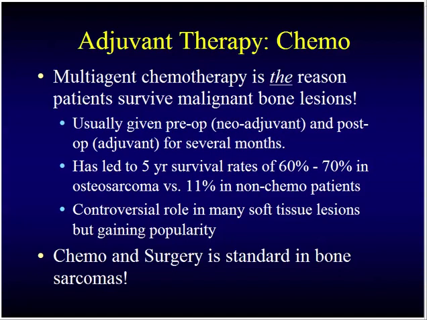Chemotherapy is the reason patients survive malignant bone tumors, okay? That may be a question that you'll see. You've got to recognize that it's chemotherapy and not the surgery that's important. It's given preoperatively, so-called neoadjuvant, and postoperatively, so-called adjuvant, and usually for several months. 5-year survival rates are 60 to 70%. For osteosarcoma, right around 65 to 70%, for example, versus about 10% in non-chemo patients. So in the past, when we didn't have multi-agent chemotherapy, everybody died. Well, 90% of them died. Now, most people live, but it's because of the chemotherapy.